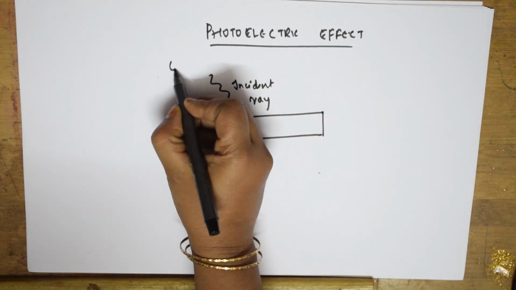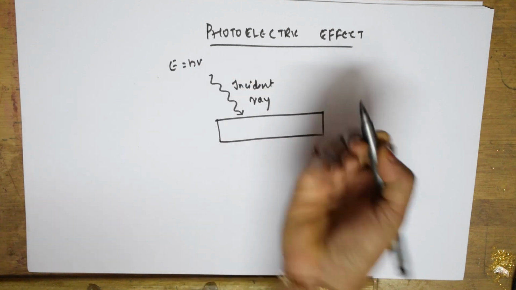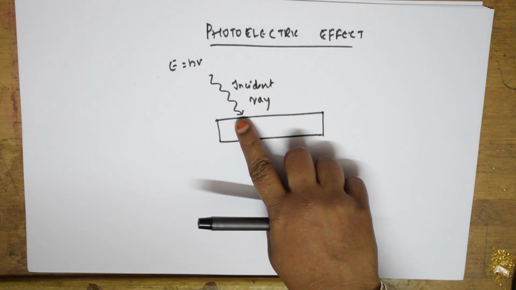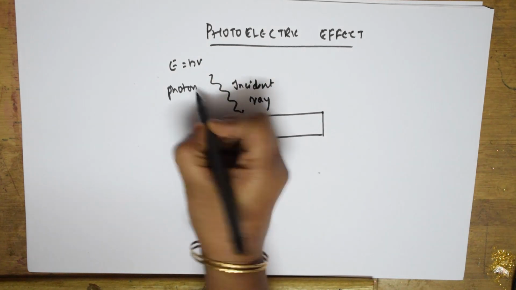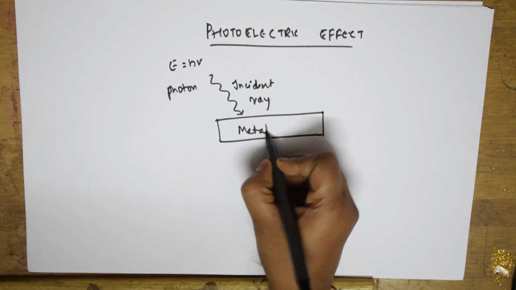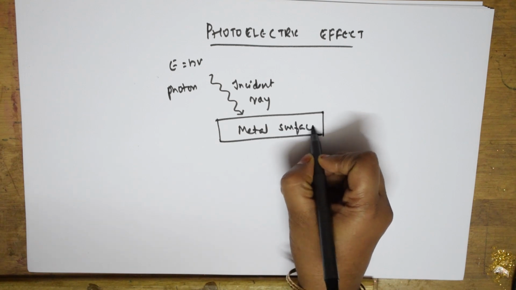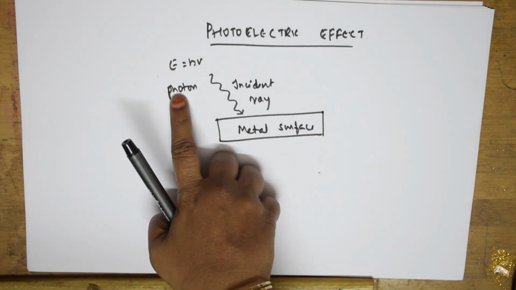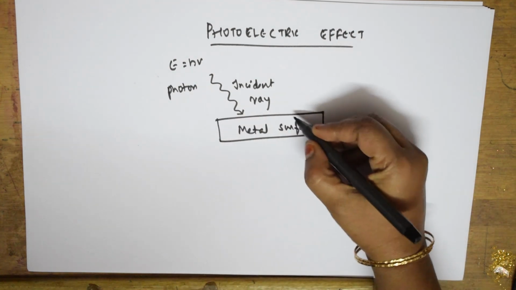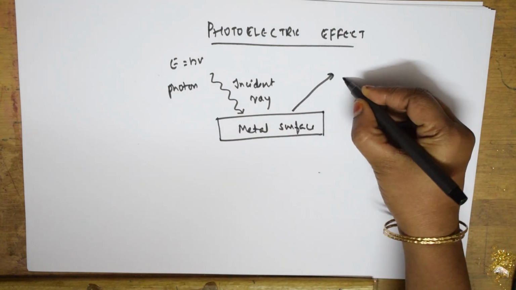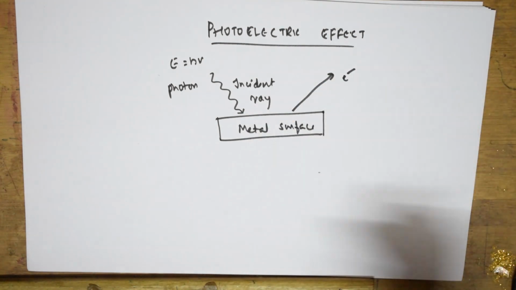Okay, fine. Now here, this incident ray is a form of energy, isn't it? So here energy E is equal to h nu. Now what happens? This energy, or this photon, when it strikes the surface of the metal, let us write this as metal surface. So when this incident ray of a certain amount of energy, h nu, strikes a metal surface, what does it do? It tries to eject an electron from this. It will try to drag the electron from this.